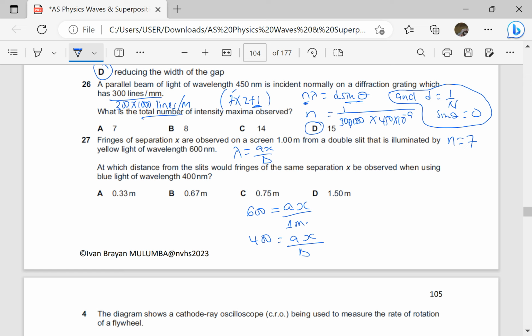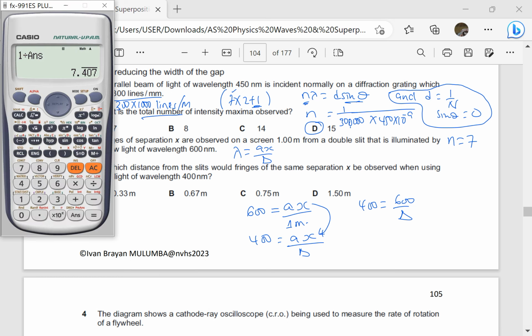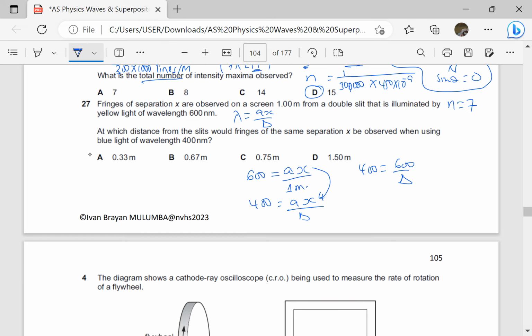So we combine these two equations. I'll just bring AX here so that I have 400 is equal to, where there is AX, I'll put there 600 divided by D, because 1 meter does not change anything. So it means D is 600 over 400, which is 6 divided by 4. That's 1.5. So our answer is going to be D.